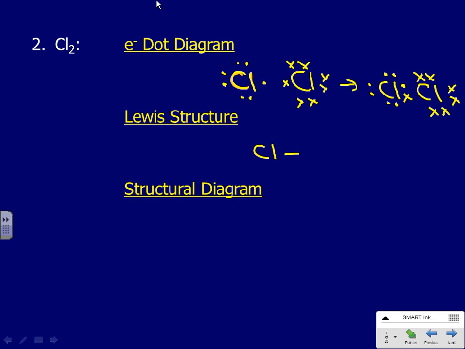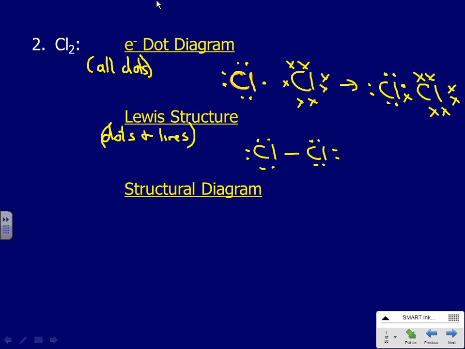Cl, line, Cl, 1, 2, 3, 4, 5, 6. And because I don't need to differentiate now, I'll make these dots as well. The electron dot diagram is all dots. So I guess we could say these are all dots. The Lewis structure is dots and lines.